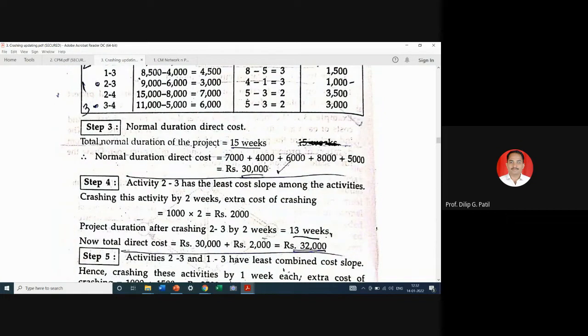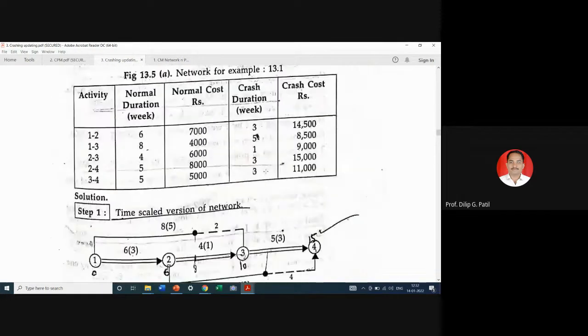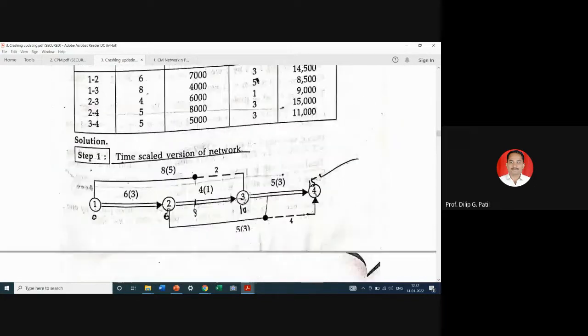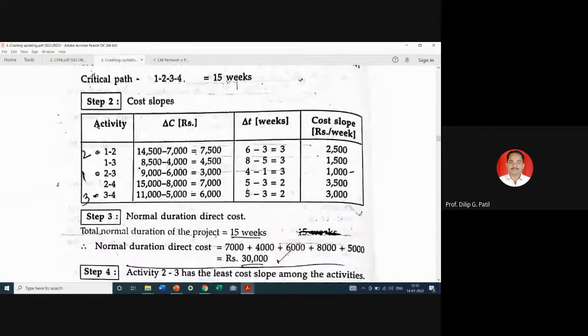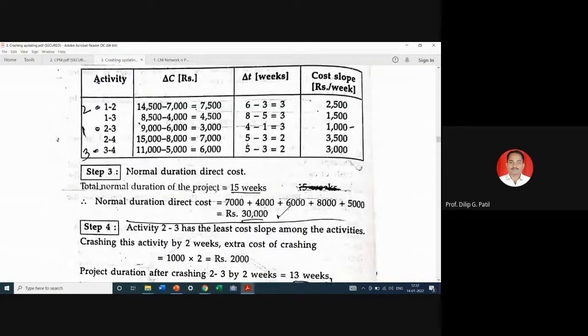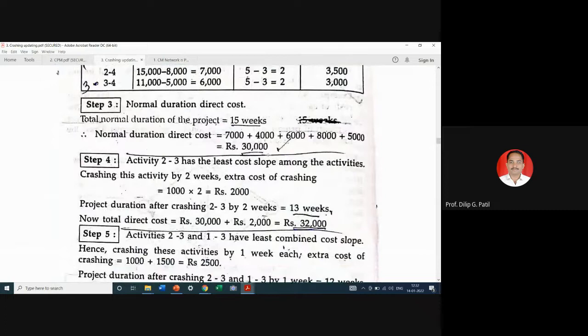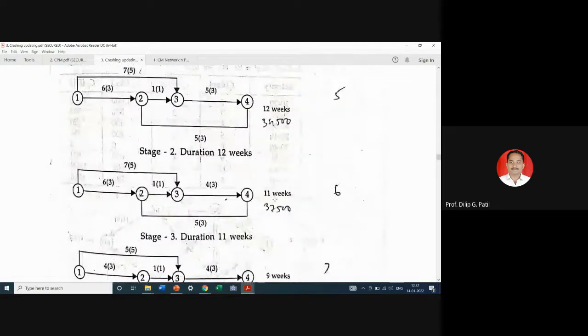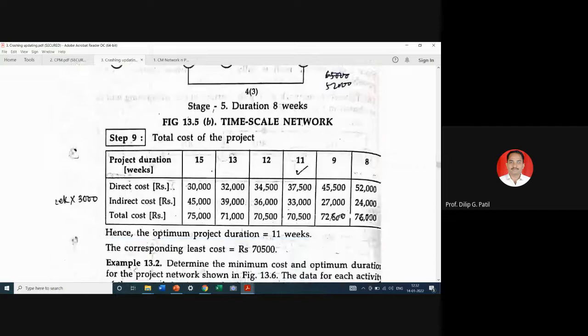त्या पद्धतीने इथंच आपण लगेच इनडायरेक्ट कॉस्ट सुद्धा ऍड करू शकतो. इनडायरेक्ट कॉस्ट इज गिवन ॲज 3000 पर वीक, बरोबर आहे. 15 वीकचे किती होतील? 15 into 3, 45,000, बरोबर आहे. त्या पद्धतीने 45 plus 30,000, this will result in 75,000. So here you can see total cost of the project for normal duration will be 75,000, and that is listed in the tabular format here. 30,000 for 15 weeks, indirect cost is 45,000 and total is 75,000. Okay.